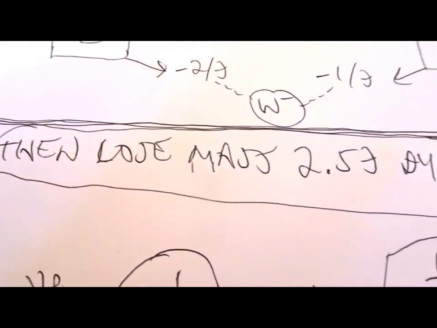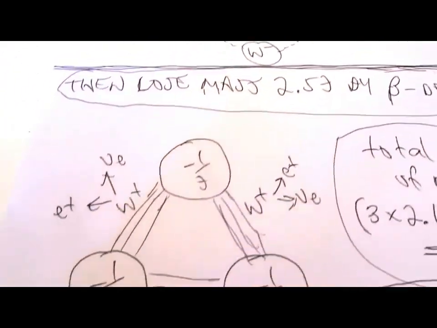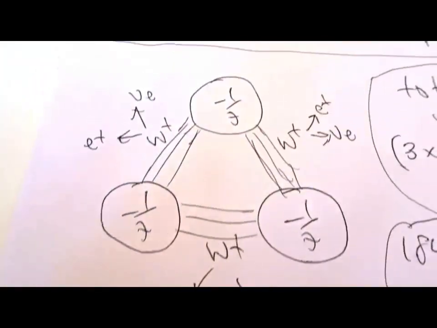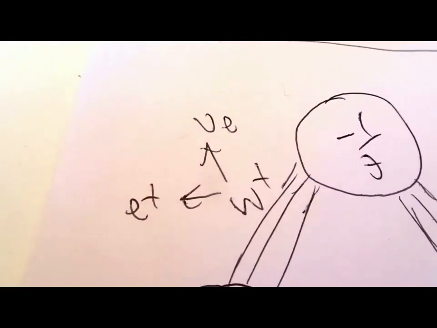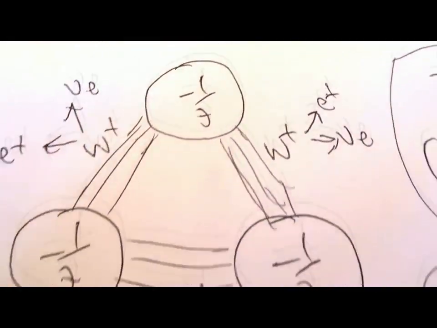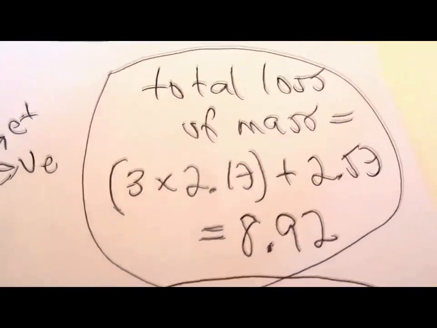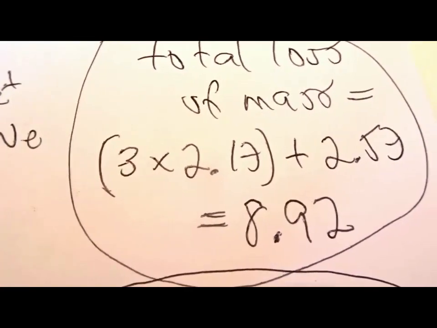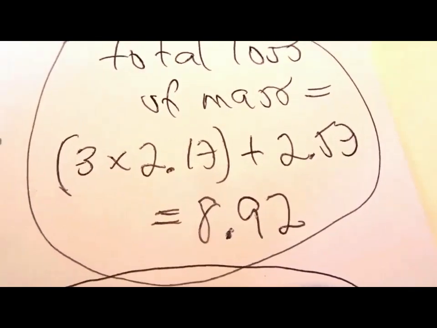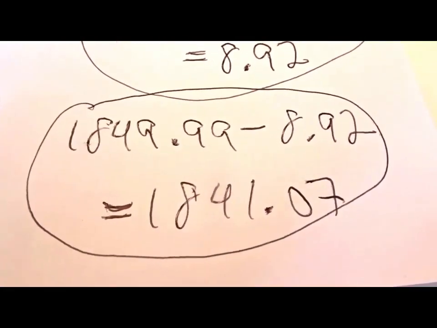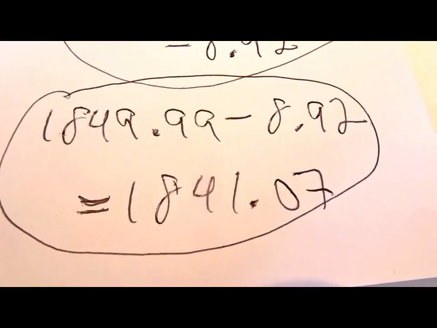After that, we can get beta decay and lose mass by 2.53, like for a neutron or a proton. We have three of these all close to one another, like a typical quark. Each W plus particle, for example, can emit a positron and neutrino like that, with three equal probabilities for the three quarks. We'll see a total loss of mass, calculated as 3 times 2.13 plus 2.53 for the beta decay, of 8.92. Therefore, our next particle should have a mass of 1841.07, hypothetically.